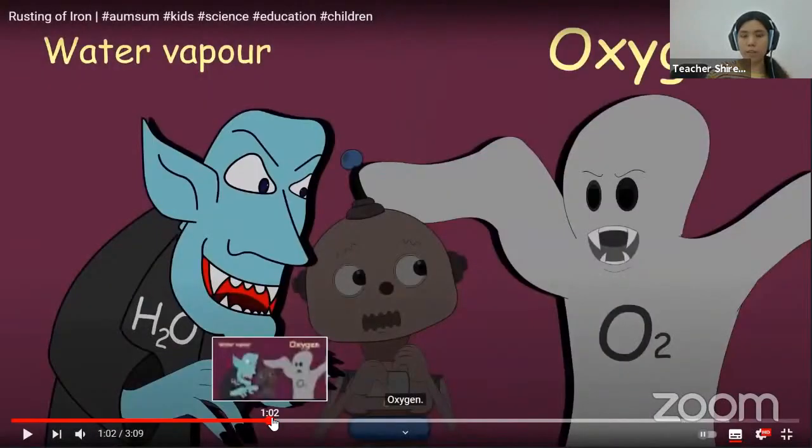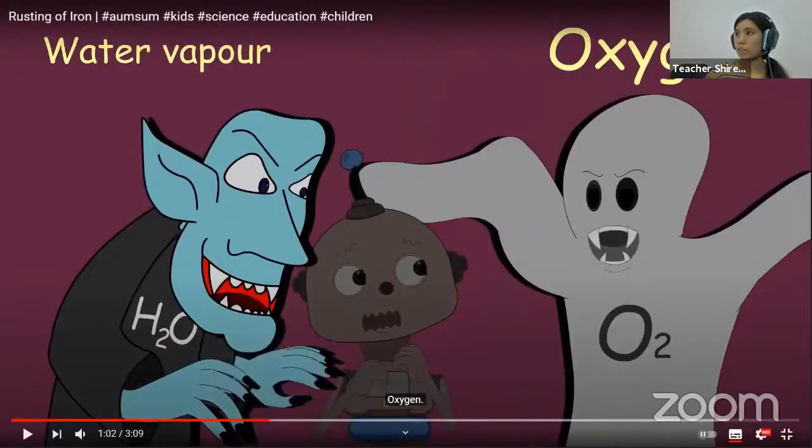So there are two main things that cause it to rust. One is water vapor, which is water, and the other is oxygen. That's why when we put our bicycle outside the house, it spoils faster and rusts. But when we put it inside the house, we have aircon and fans, and the air is drier. That's why it will not rust as fast as outside. So rust is due to two factors, water and oxygen.